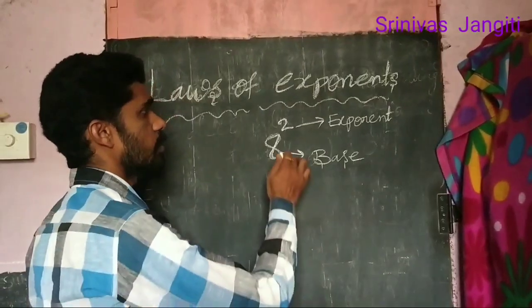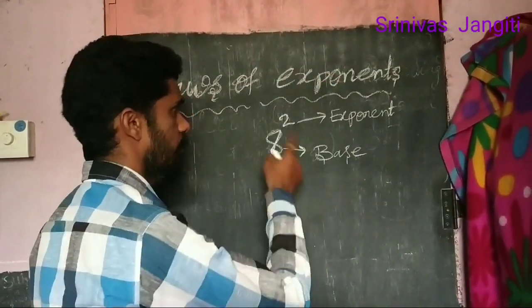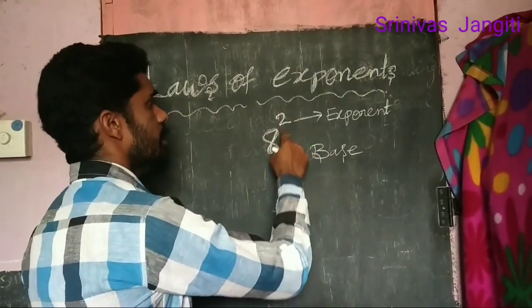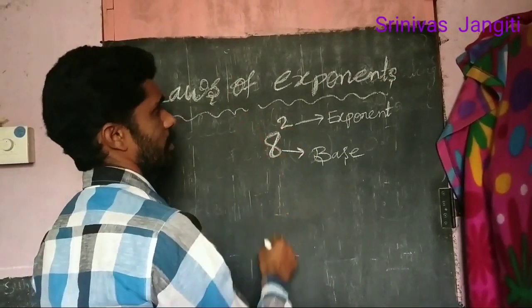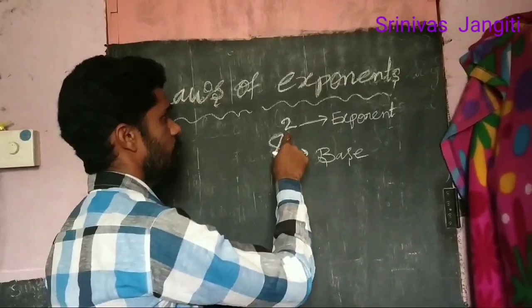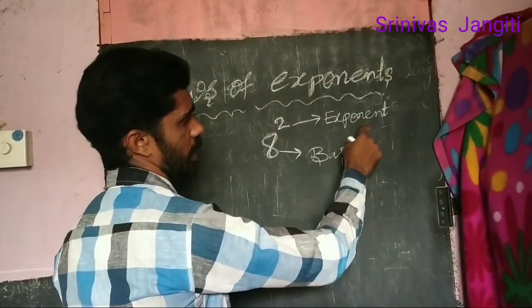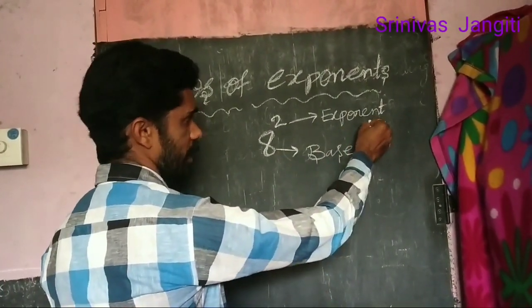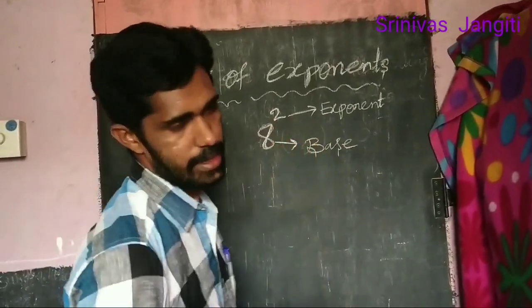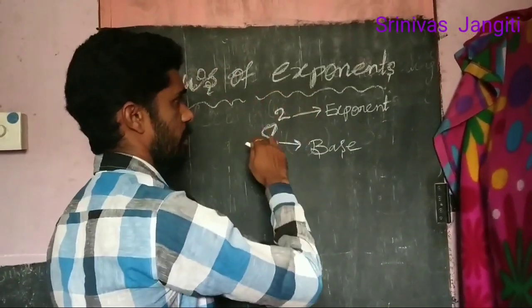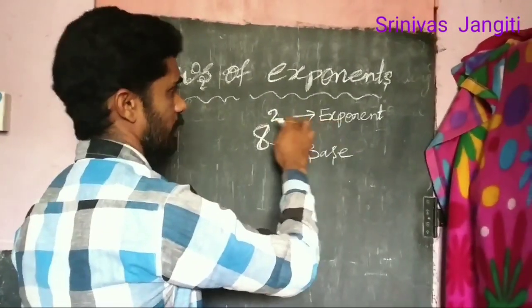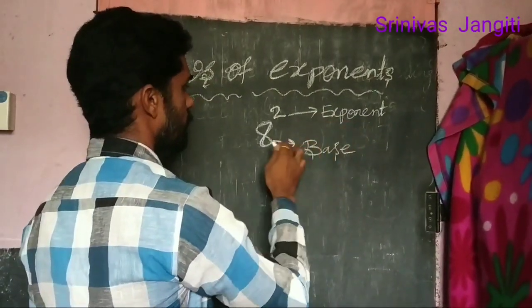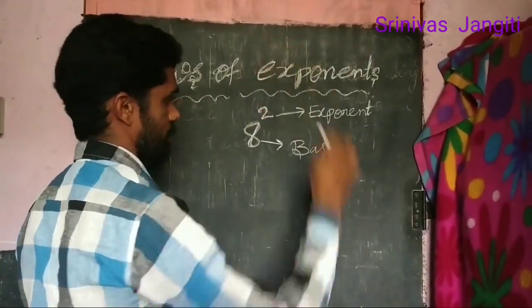In this, first you learn this. Here, 8 square. In this, you observe here, 2 is called exponent. 8 is called base. 8 square: here this 2 is the exponent, and here 8 is the base. Right.